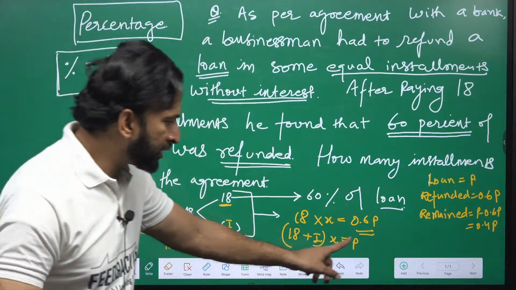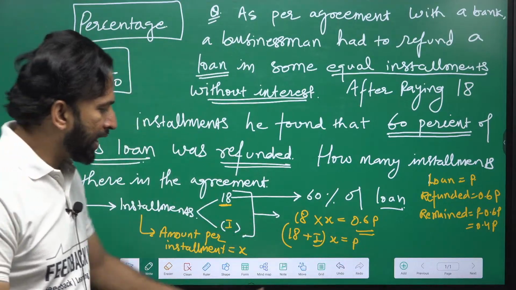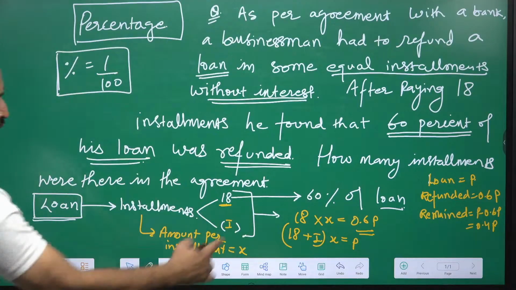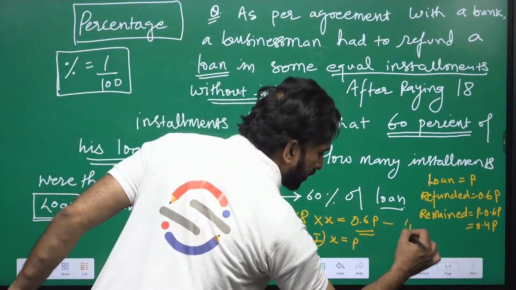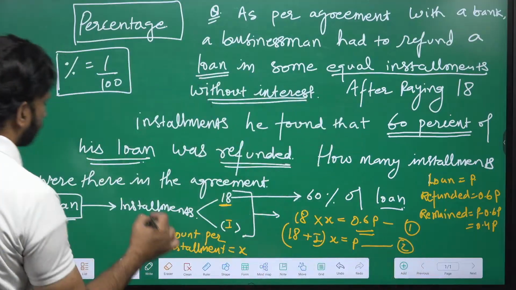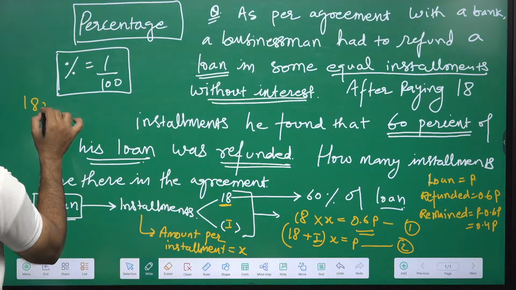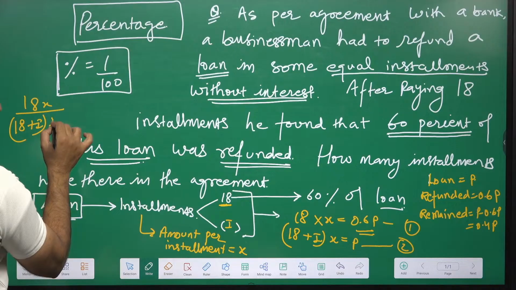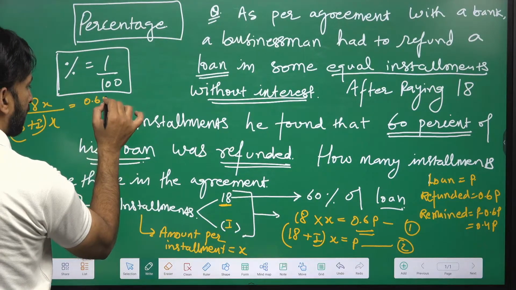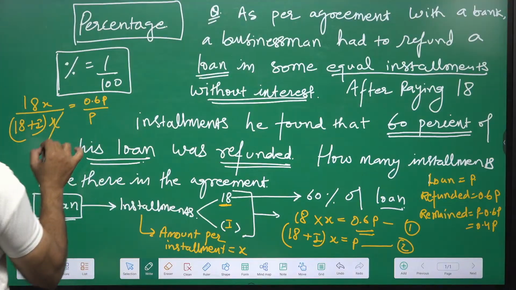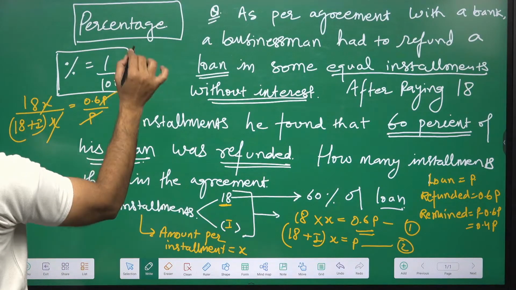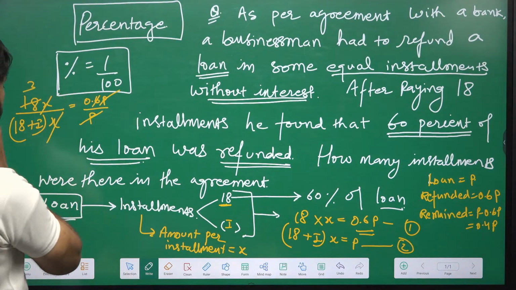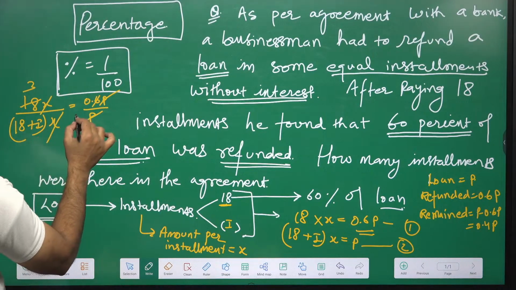So we got these two equations, and X and P will be eliminated. So what we do, we will divide equation number 1 by equation number 2. 18X divided by (18 plus I) X equals 0.6 P divided by P. So X cancels with X, P cancels with P, and 6 3s are 18, right? So now we have to cross multiply.